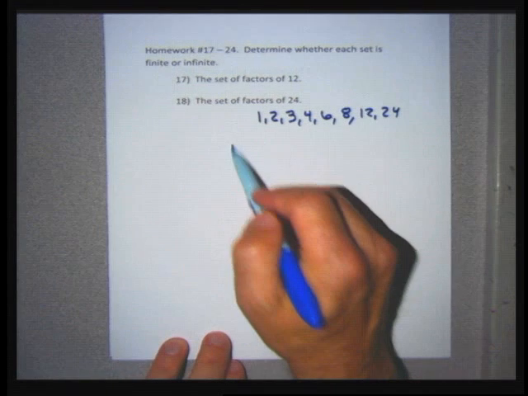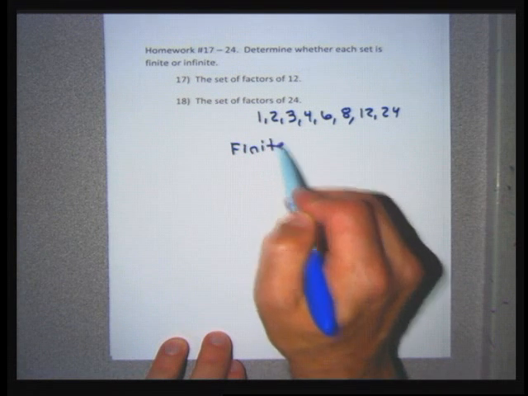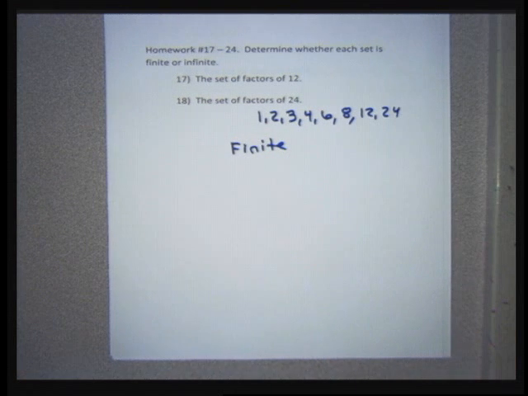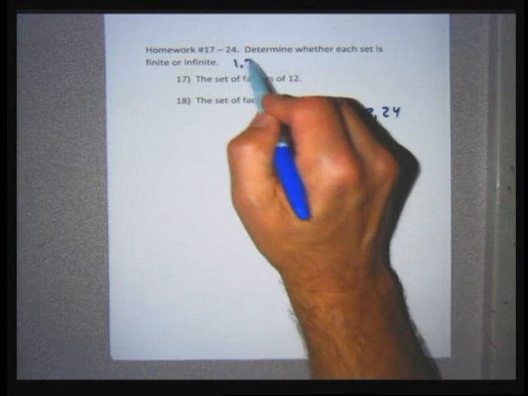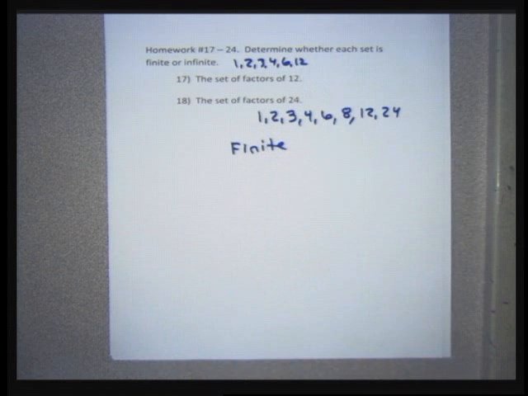The answer to number 17 and 18 is that when you're asked to find factors, that's a finite set. When you're asked to find multiples, it's an infinite set. And again, if you wanted to list the factors of 12, there would be 1, 2, 3, 4, 6, and 12. There's 6 of them, 12 if you count the negatives. That's a finite set because I can list them all down.